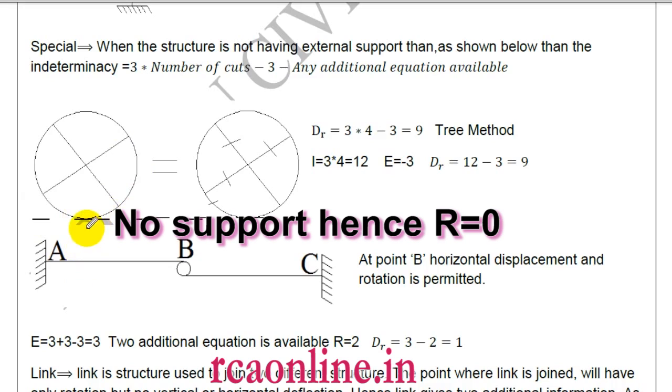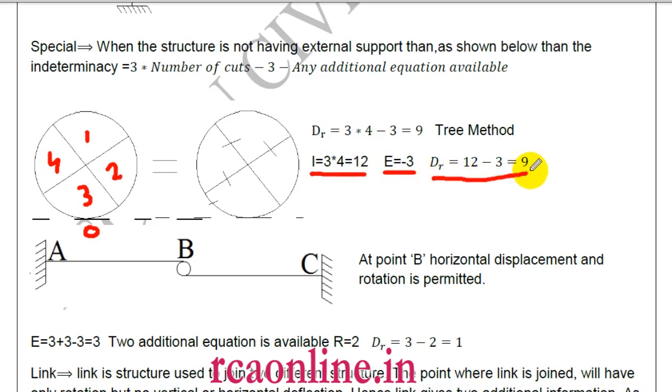So I solve first by our conventional method. Its external indeterminacy is minus 3 because there is no reaction, so 0, U is minus 3. So what we get? E equal to minus 3. Now we have 4 closed loops, so my internal indeterminacy is 12. So what is my final indeterminacy? My final indeterminacy is 12 minus 3, 9.